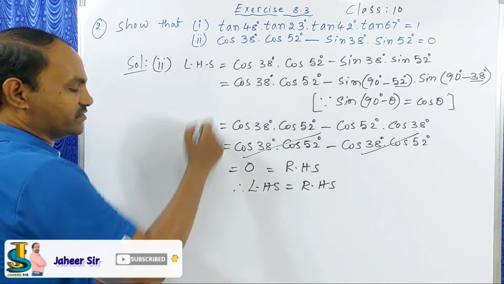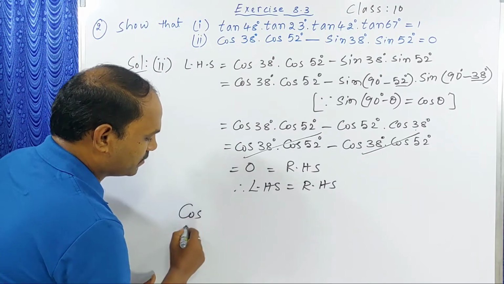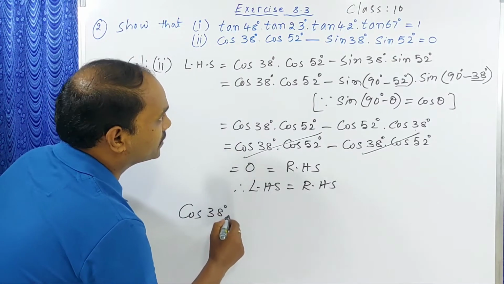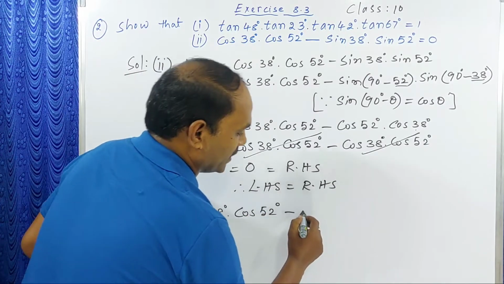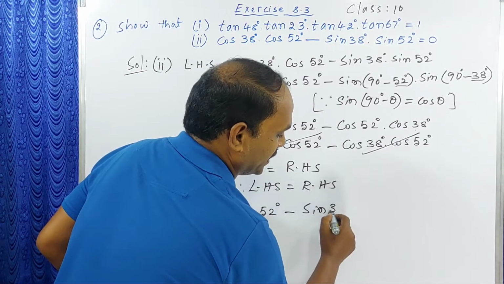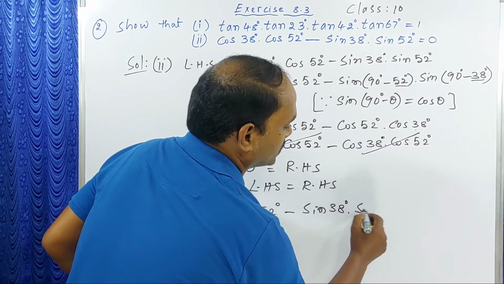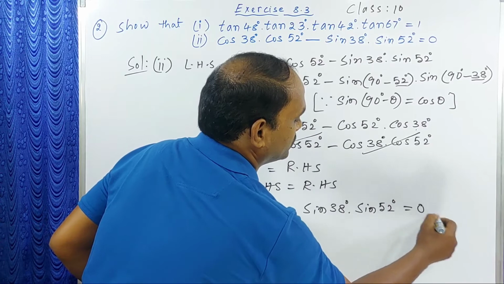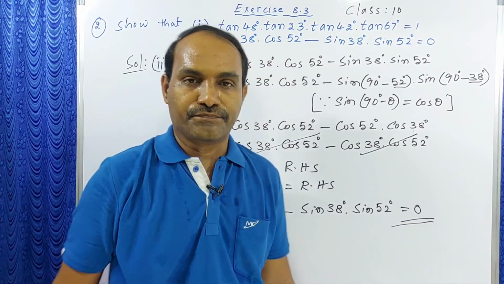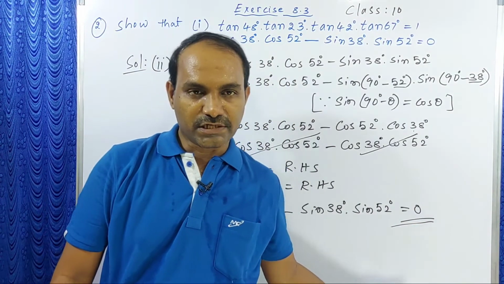What it means? This one, cos 38 degrees into cos 52 degrees minus sin 38 degrees into sin 52 degrees. This one is equal to 0. Is it understood?